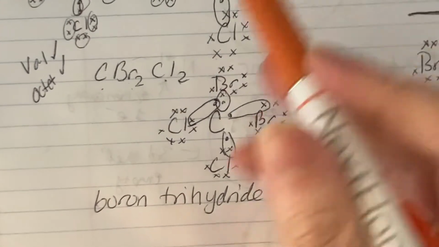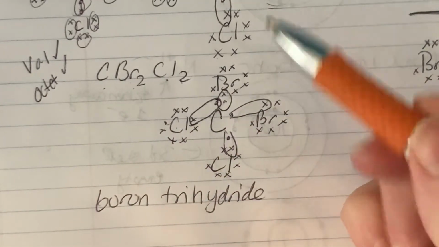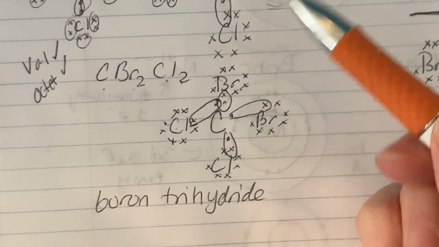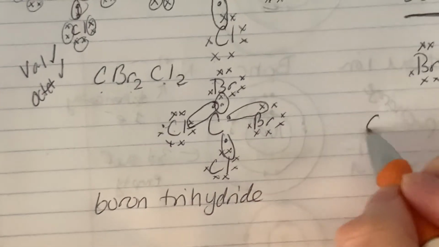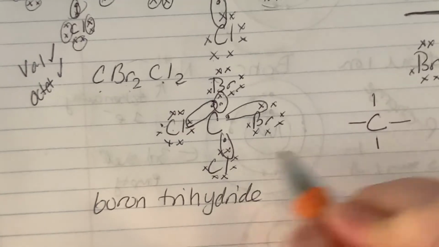Why am I not double bonding? Because chlorine only has 1 hole, so he has a maximum of a single bond. Bromine only has 1 hole. He can do a maximum of a single bond. So I'm not going to try to share multiple pairs. And now let's rewrite. Carbon, nothing else is around him, so he just has 4 single bonds.